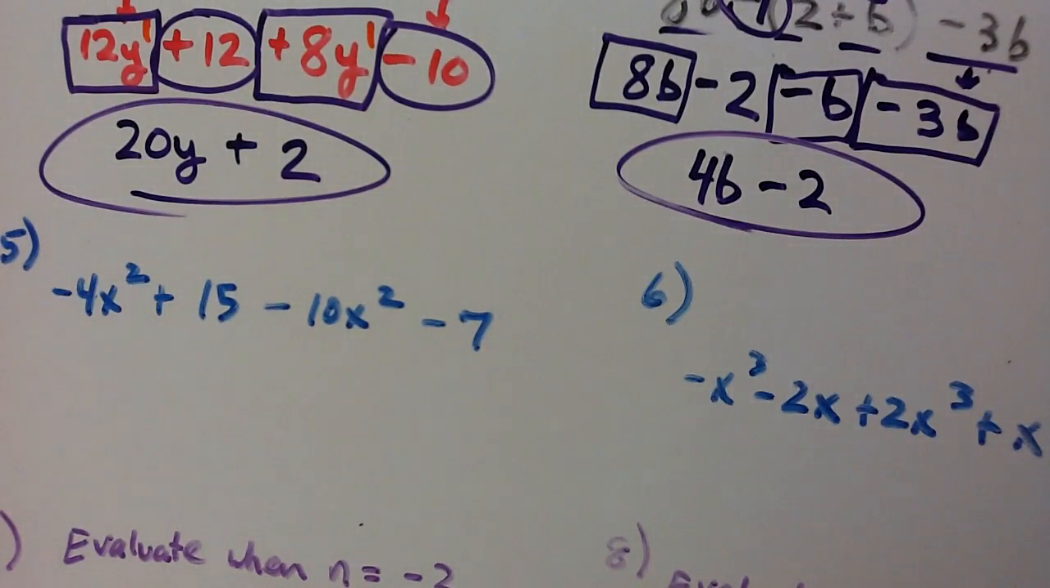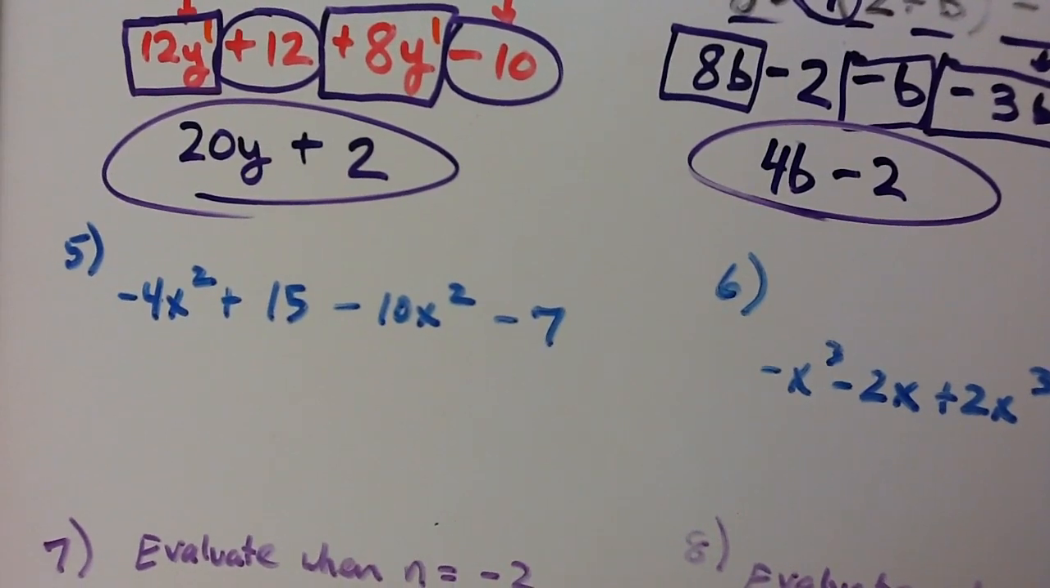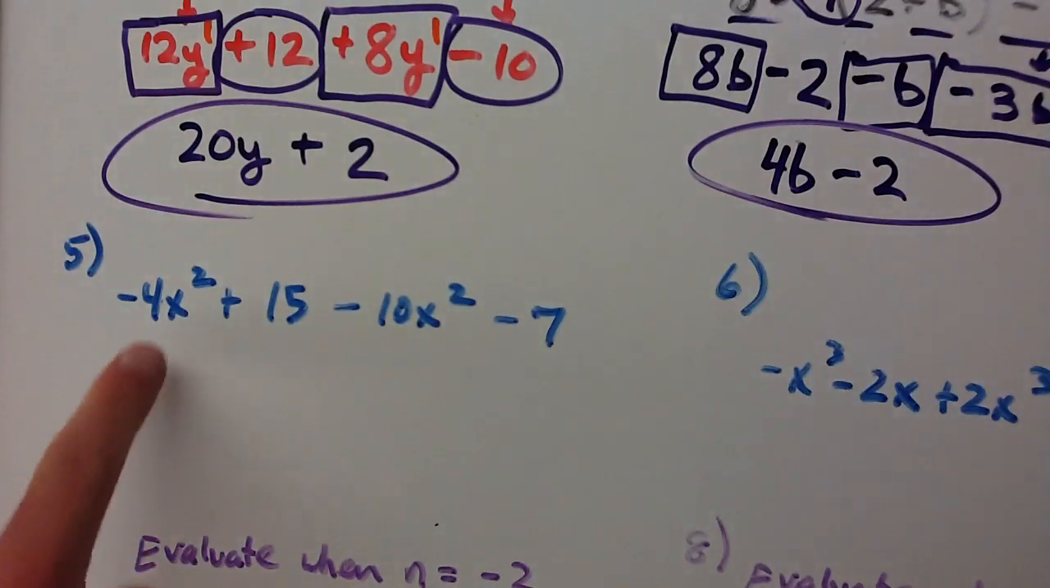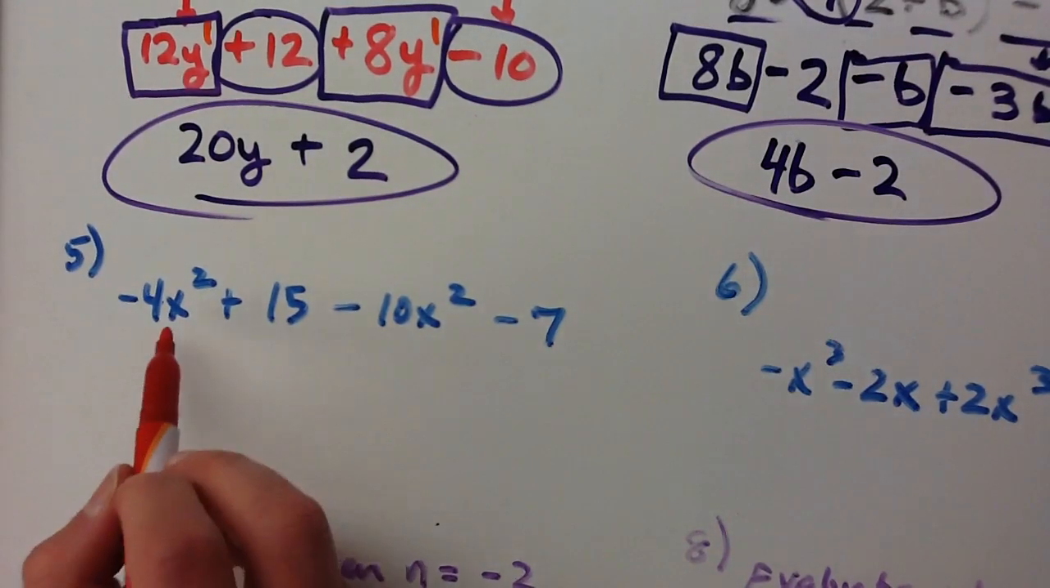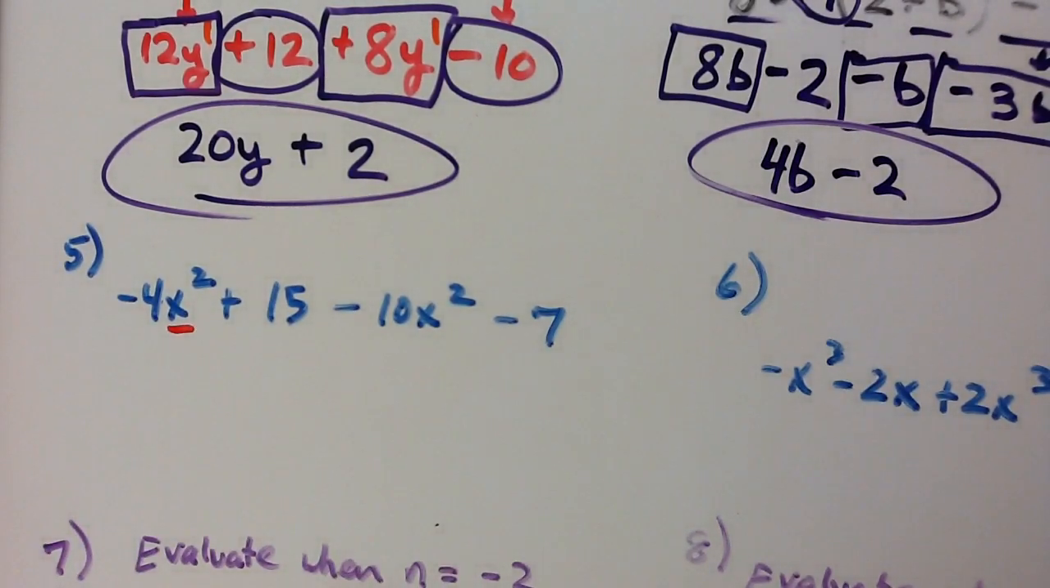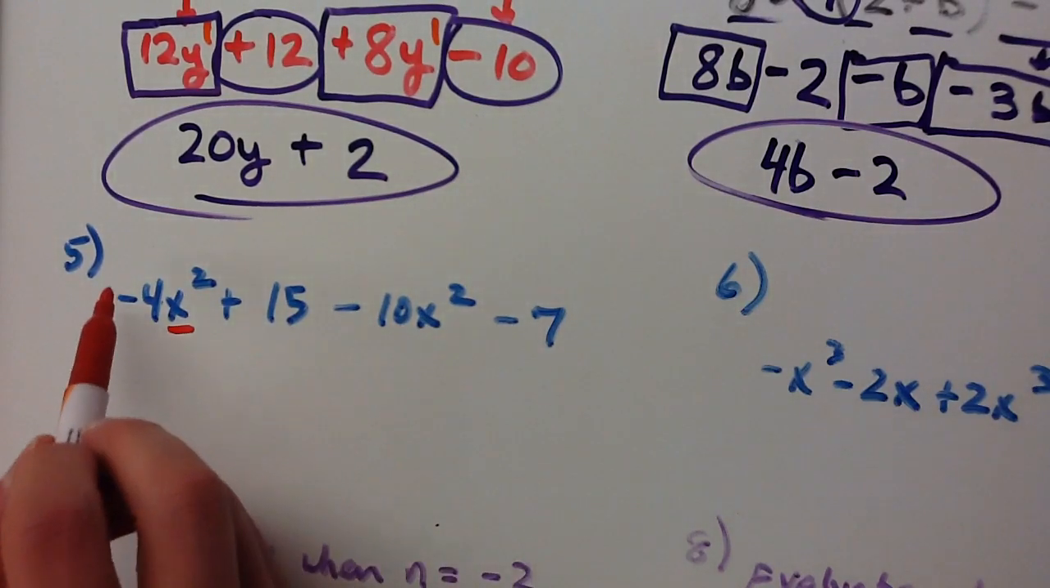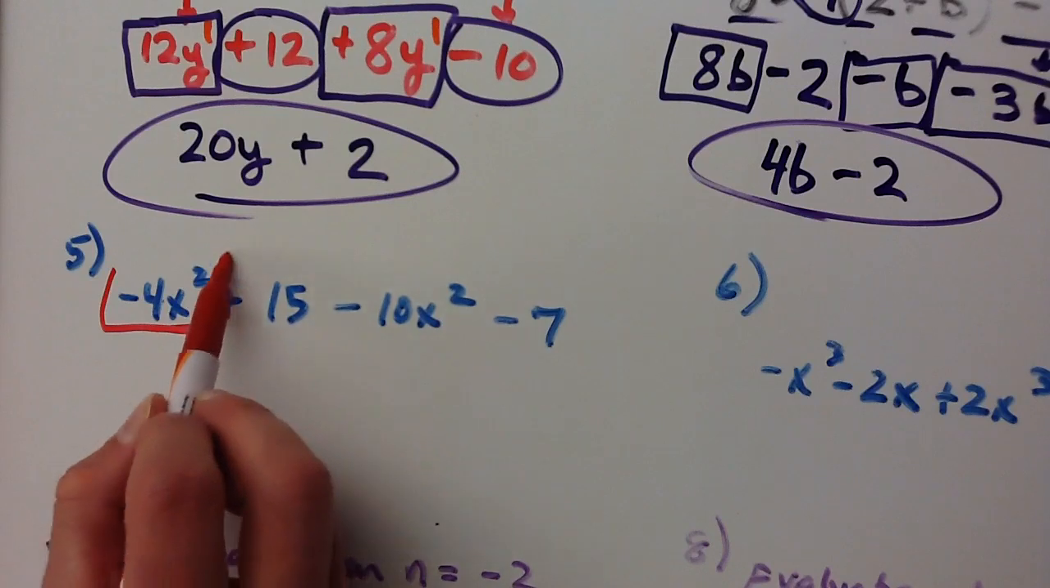Okay, numbers 5 and 6, again, you're asked to simplify the expression. Here we have no parentheses, so we don't need to distribute to eliminate the parentheses. We're just going to combine like terms. Okay, so here I see a negative 4x squared. So this is an x squared term. Do you see any other x squared terms? Yes, I do, right? I see this one. So I'm going to put these in the same shape. I'm going to use boxes first.